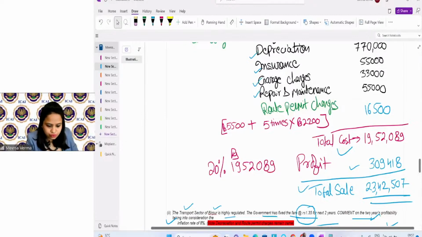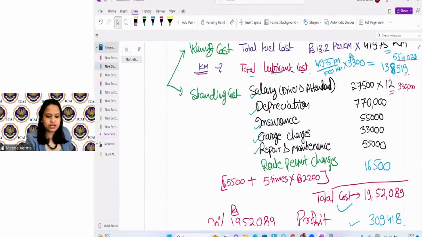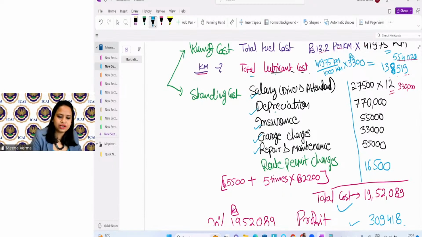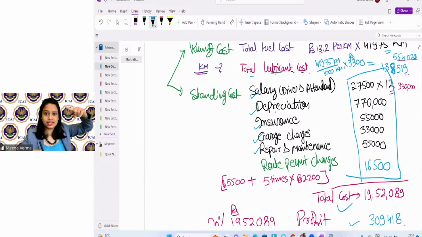Okay, so if you will see in this question, we already have all the costs, right? We have these costs here. Now, what is happening here? They are saying this is for the current year, right? This scenario is for the current year. Now, what will happen in next year? There is inflation of 8%. So next year, these things will increase, right?